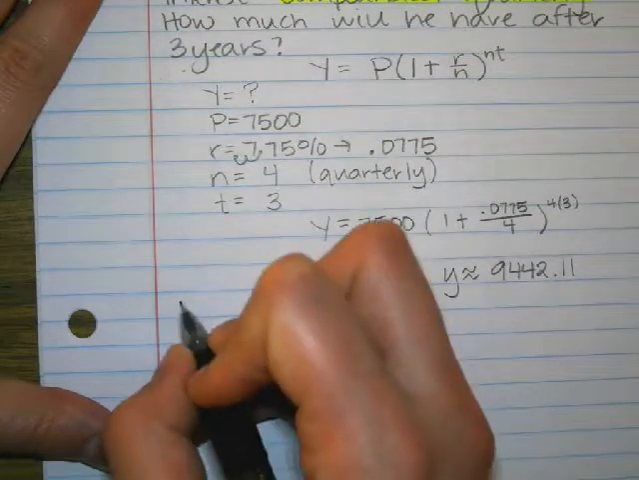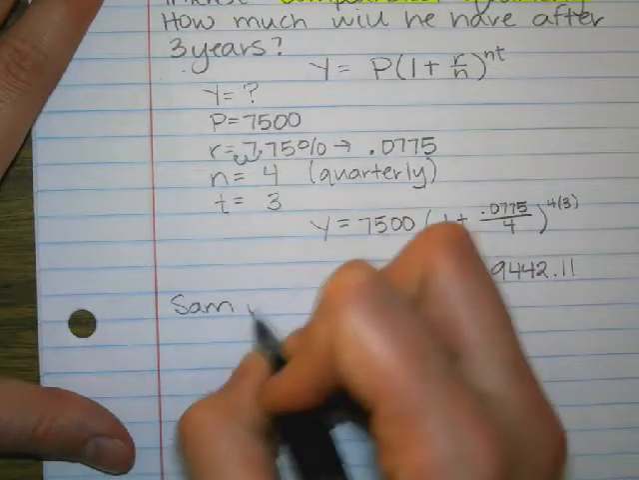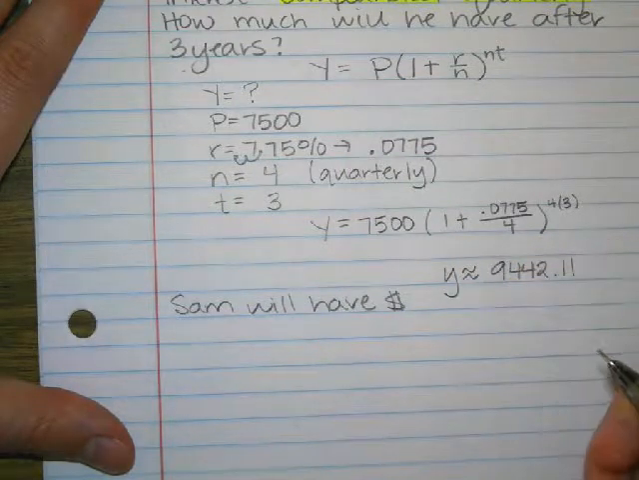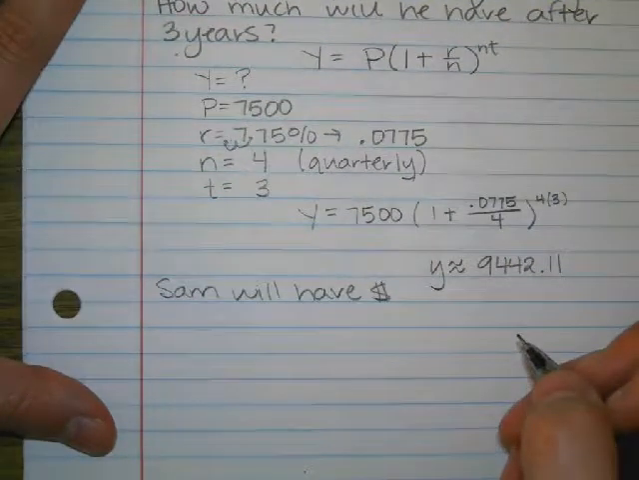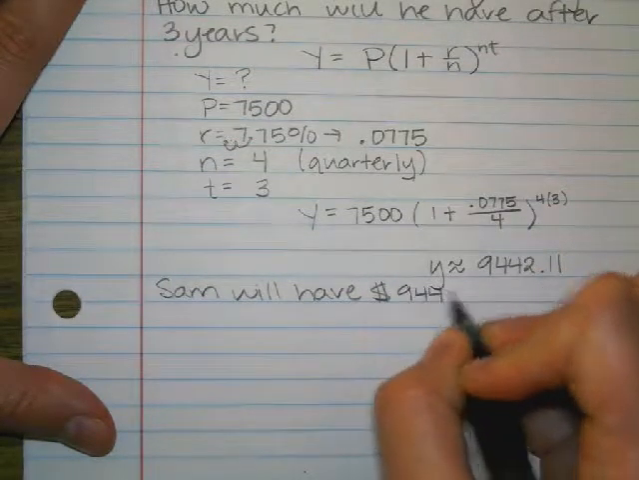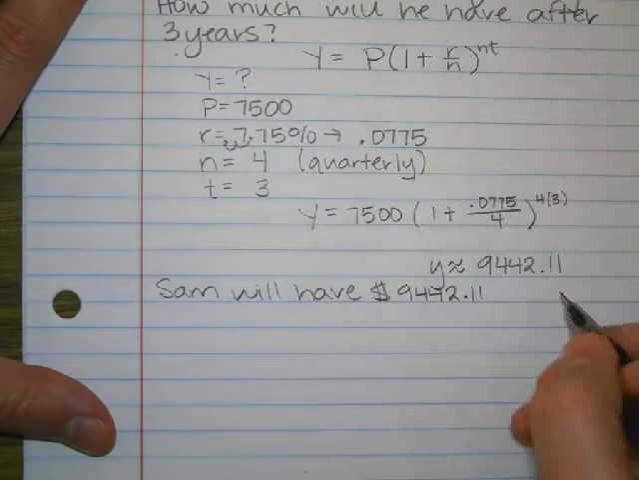he will have, Sam will have. And then we either have to put a dollar sign in front of the number, or we have to put the word dollars after the number. So whichever you choose to do is fine by me, but we got to have some units in there.